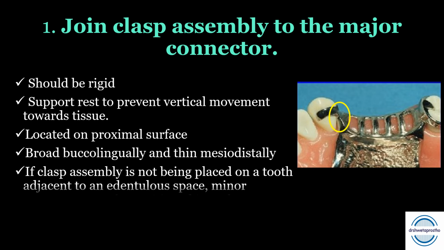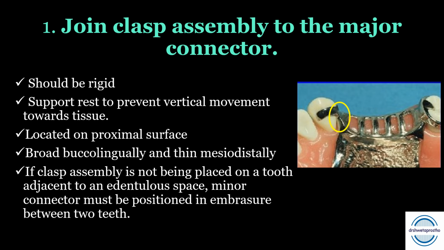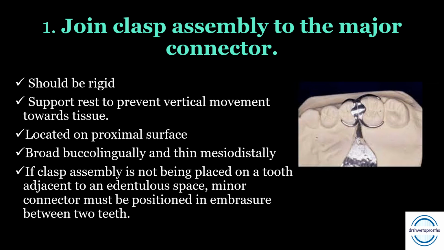Now, if the clasp assembly is not being placed on the tooth which is adjacent to the edentulous space, then these minor connectors should be positioned in the embrasure area, as we just discussed in the design also. They should be located in the embrasure area between the two teeth, so they are least noticeable.